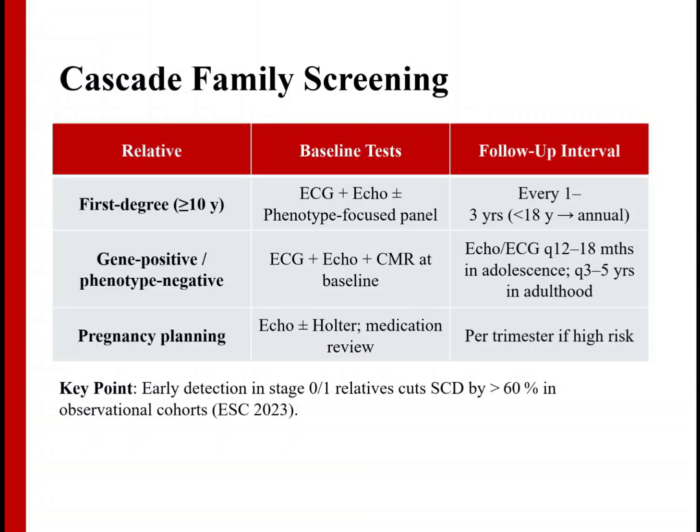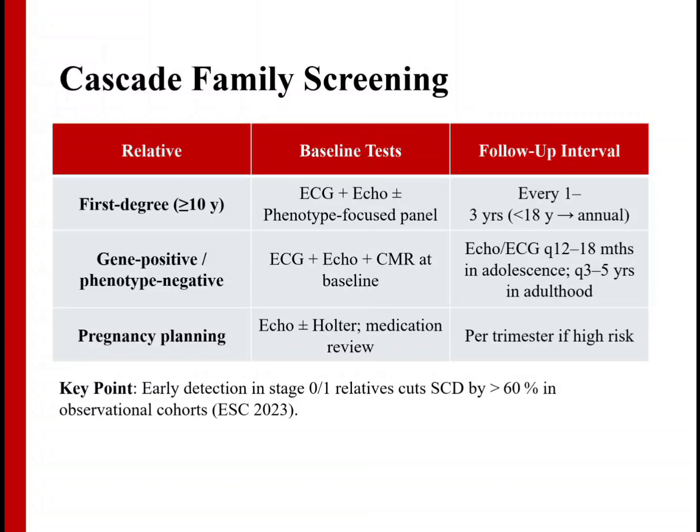If the relative is gene positive, phenotype negative, we do ECG plus echo plus cardiac MRI at baseline, and the follow-up interval with echo and ECG would be every 12 to 18 months in adolescents and every 3 to 5 years in adulthood. Also, for pregnancy planning, we have to do some baseline tests, echo plus or minus Holter, and medication review per trimester if there is high risk.